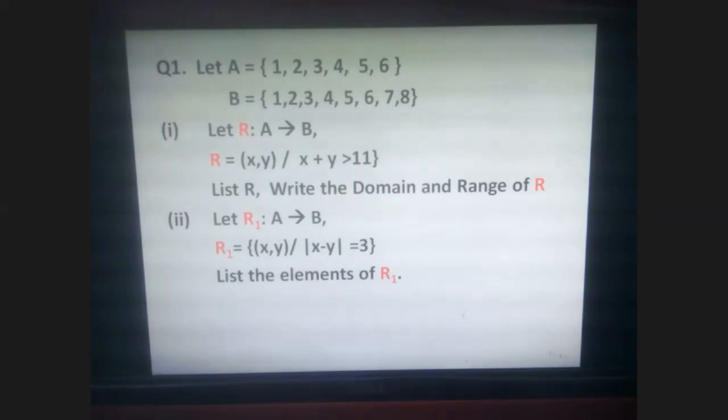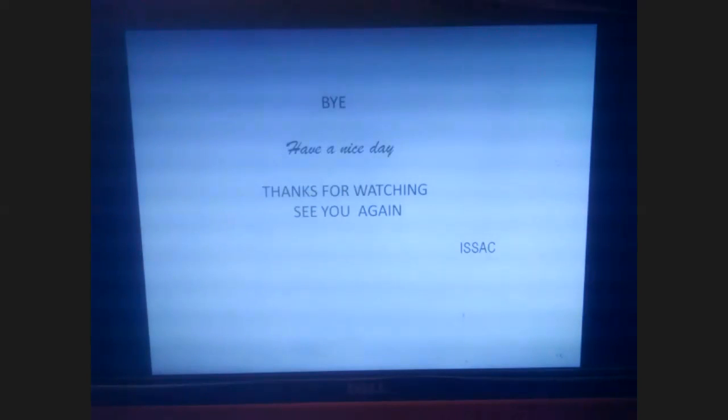Second question, R1, another notation, from the same set A to B, where I am defining R1 as the set of (x, y) such that mod x minus 3. Can you list the elements of R1 again? Okay, getting along? Now for the types of relation, we go ahead. What we discussed till now was a revision topic. From tomorrow, we have to start new points which we have not covered in 11th.